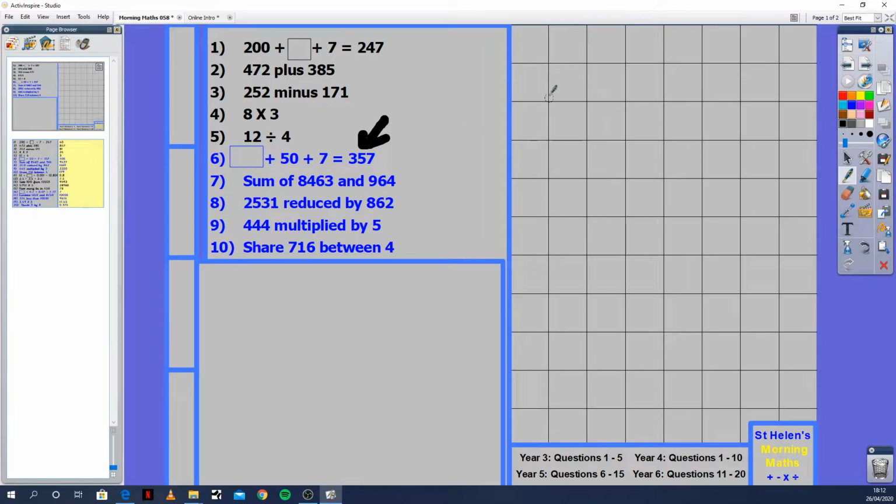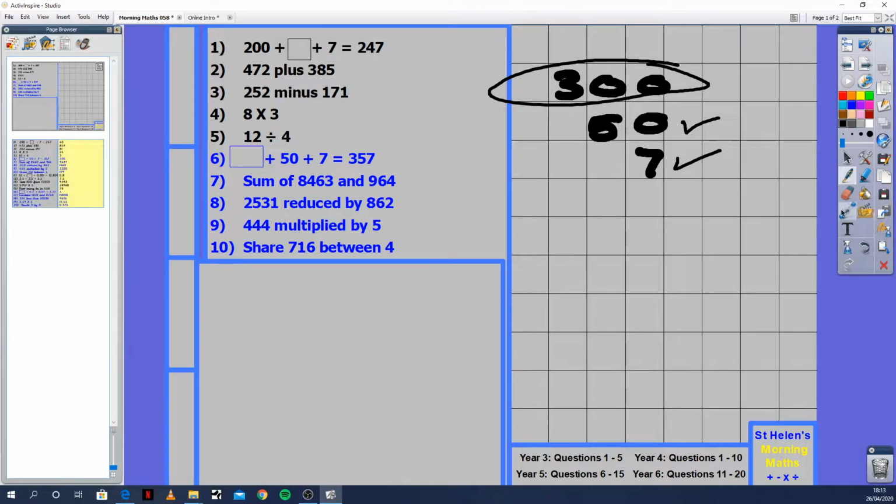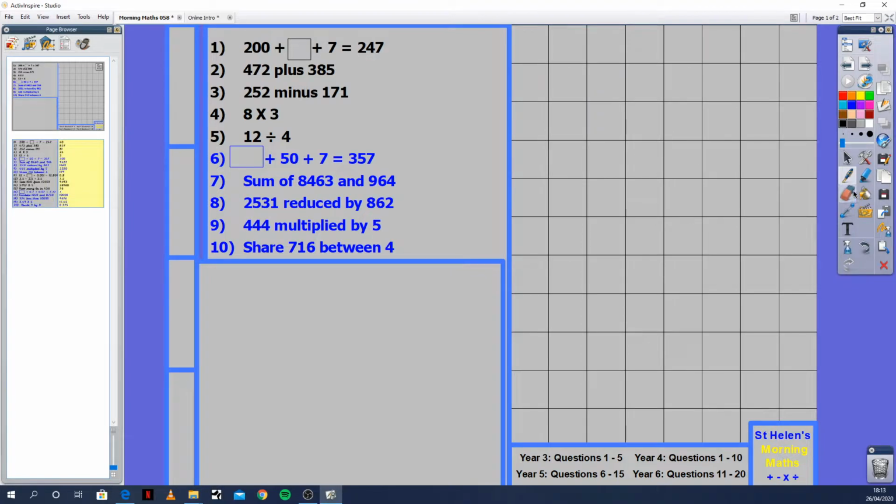I'm going to take the 357, and I'm going to say 357 is made up of 300. It's made up of 50. And it's made up of 7. In the question, I've got 7 and I've got 50. So that missing box is going to be 300. 300 plus 50 plus 7 equals 357.